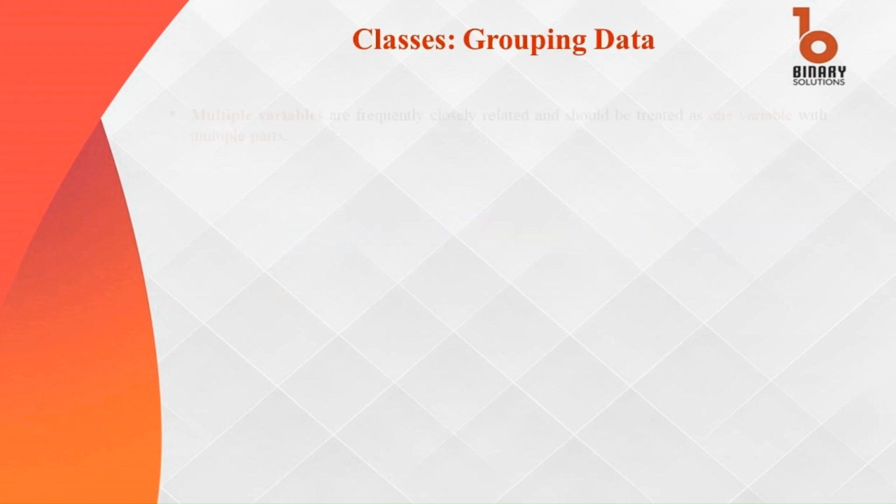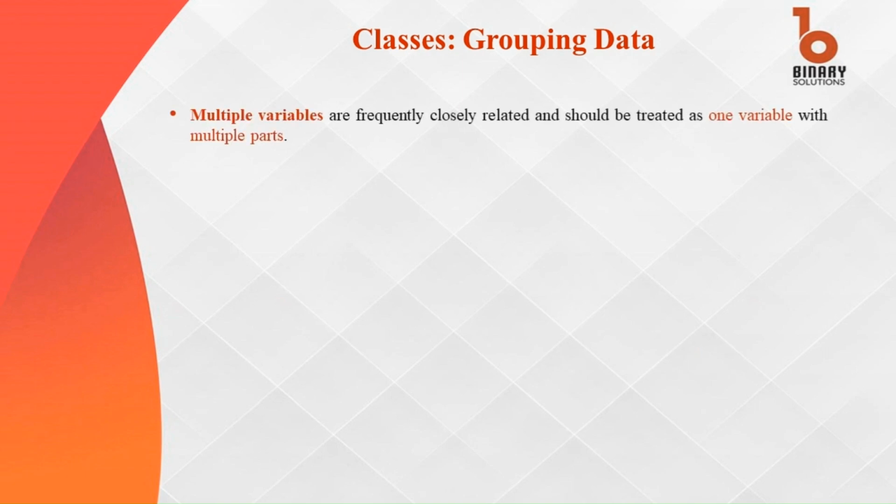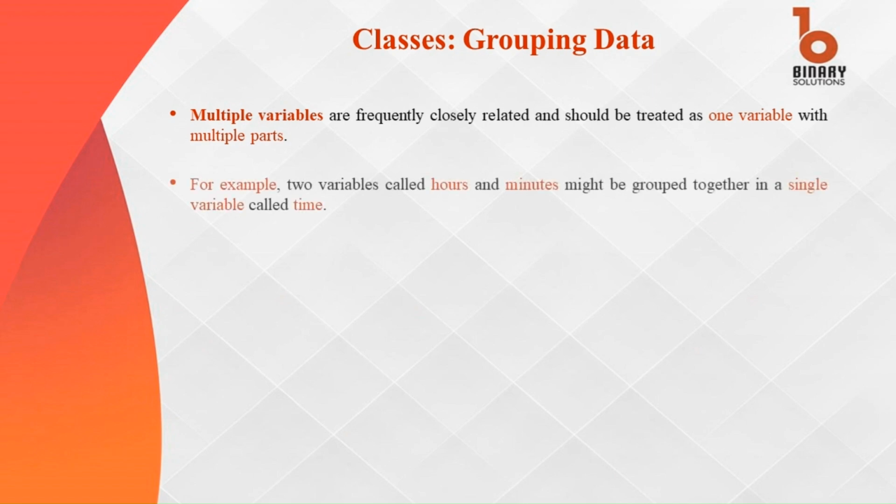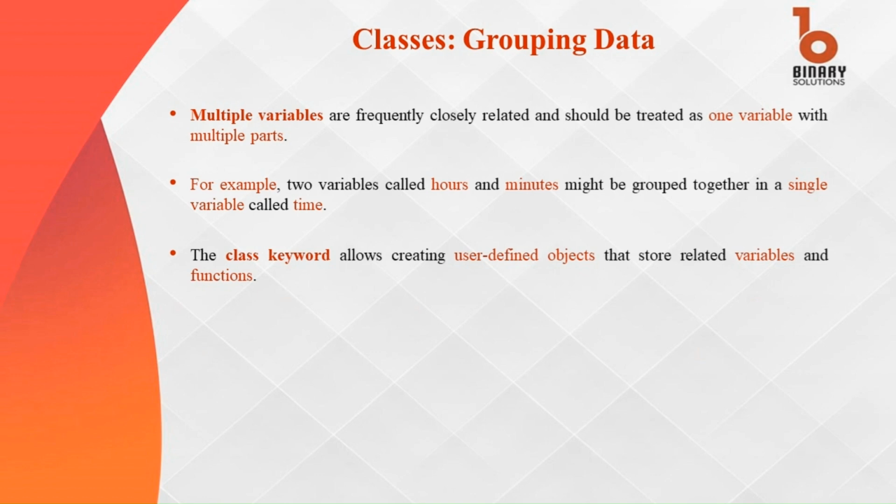Multiple variables are often closely connected and should be combined into a single entity with multiple components. For example, instead of handling separate variables like hours and minutes, they can be grouped into a single variable called time. The class keyword in Python allows us to create custom objects that store related data and functions, making code more organized and efficient. In Python, a class is created using the class keyword, followed by a name. Its body contains variables and methods that define the class's attributes and behavior.